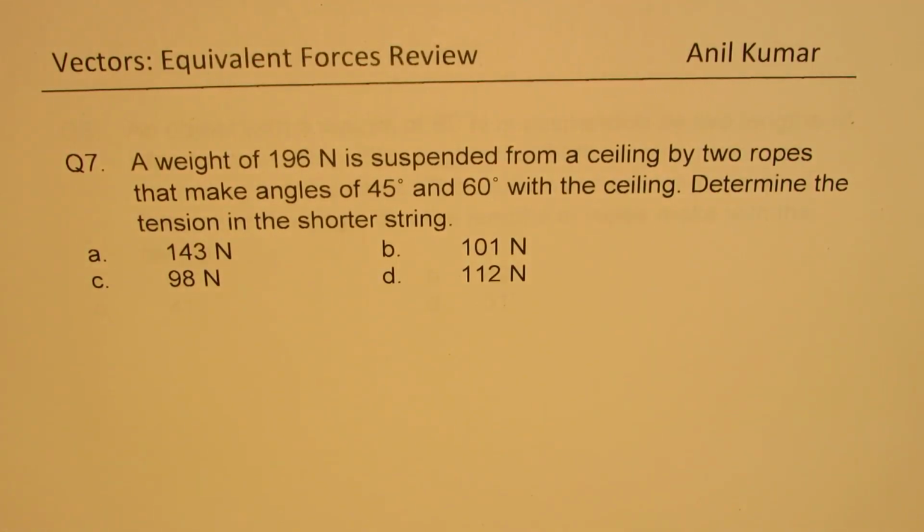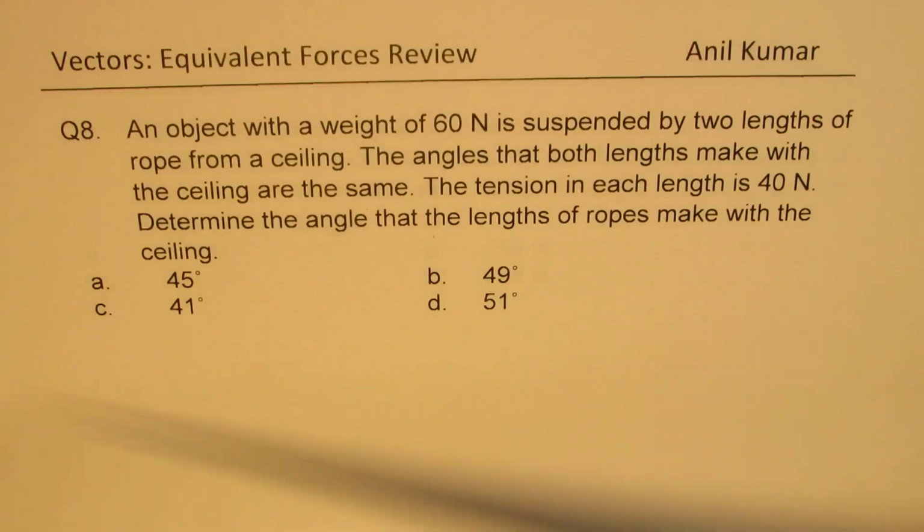Question number 7. A weight of 196 Newtons is suspended from a ceiling by two ropes that make angles of 45 degrees and 60 degrees with the ceiling. Determine the tension in the shorter string. Question number 8. An object with the weight of 60 Newtons is suspended by two lengths of rope from a ceiling. The angles that both lengths make with the ceiling are the same. The tension in each length is 40 newtons. Determine the angle that the lengths of the rope make with the ceiling.